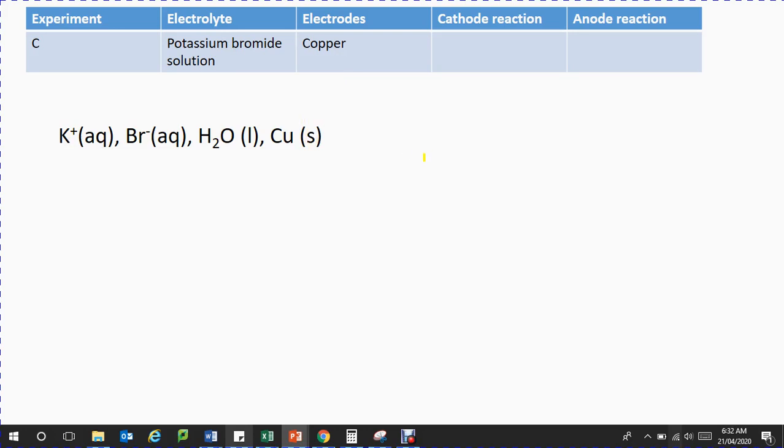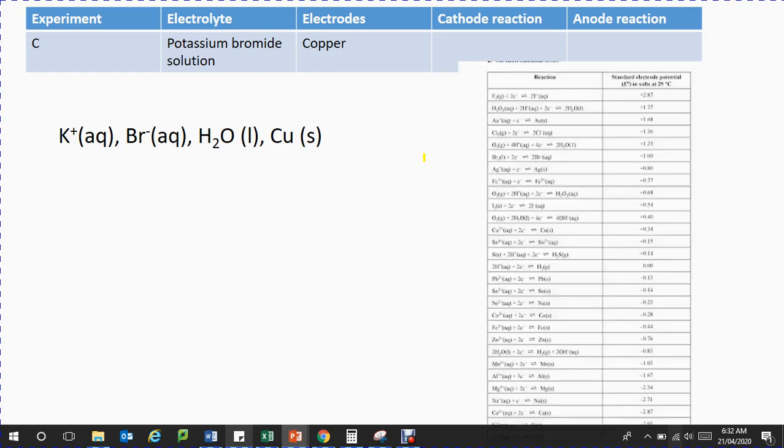Okay, so I've highlighted all the species present. Then I'm going to do exactly the same as what I've done in question 2 or B. I'm going to highlight all these species. So I'm going to go along and look for all of them. I've just written that there. So I've found the water. Okay, so that's all my species. So I've got water, I've got my bromide ion, I've got my copper, and I've got my potassium ion.